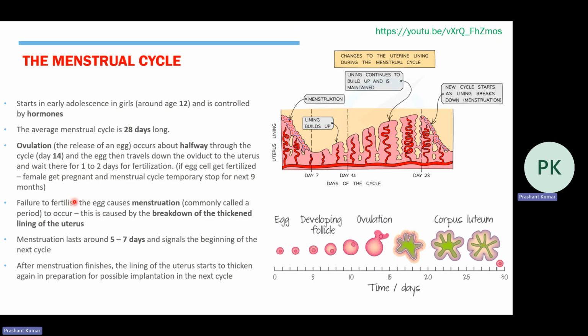If the egg is not fertilized, then it will cause menstruation for the next cycle. Meanwhile, the thickened wall of blood vessels will get thinner. It lasts for 5 to 7 days at the beginning of the next cycle. After menstruation finishes, the lining of the uterus starts thickening again. We'll talk about the pictures of developing follicles after some time. But here we can see in the diagram that day 14 is when the egg is going to be released, and after that the inner walls are still getting thicker.